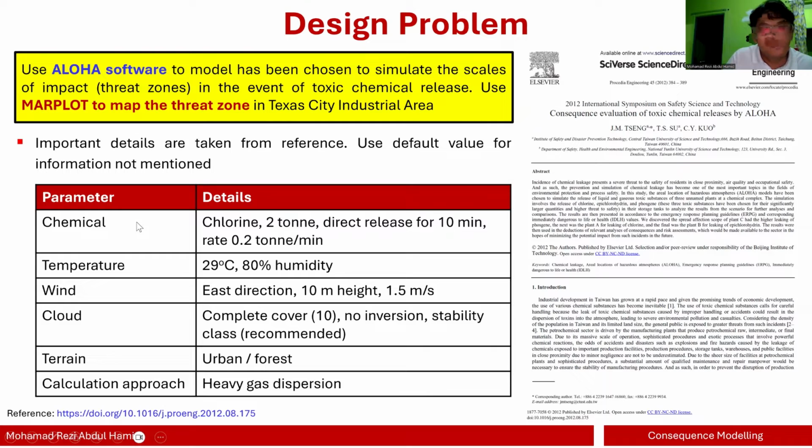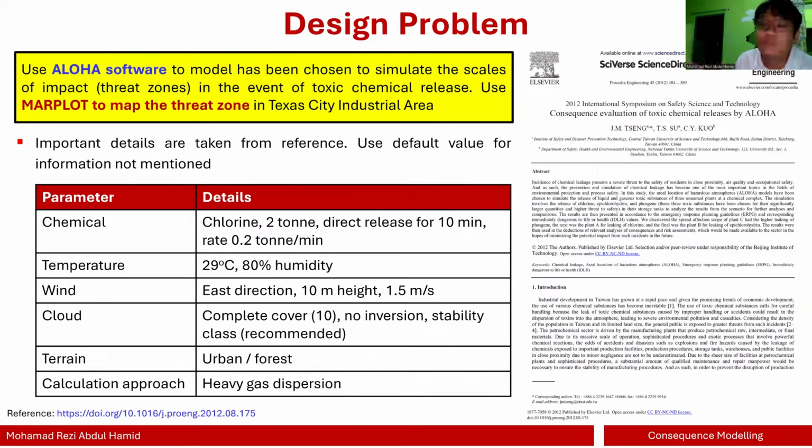Now, just a few parameters here. Chemical: we're going to simulate a direct release of chlorine, around 2 tons over 10 minutes, at a rate of 0.2 ton per minute. Temperature, assuming 29 degrees Celsius, around 80% humidity. The wind is coming from the east direction, measured at a height of 10 meters. I will explain why these are important.